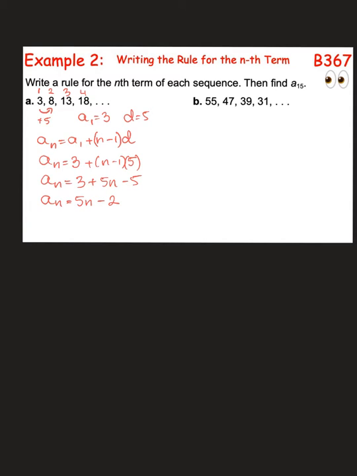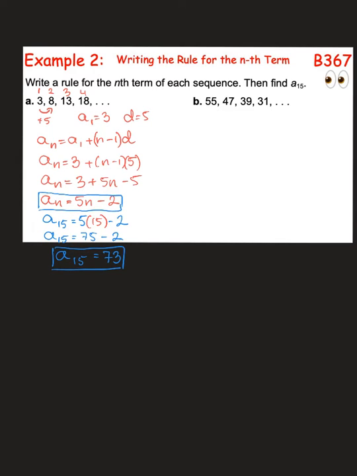So now I need to find the 15th term. So a sub 15 will equal 5 times 15, subtract 2. So the 15th term is 5 times 15, which is 75, subtract 2. Therefore, the 15th term is going to equal 73. So here is our first problem, and here is the simplified form of our equation.